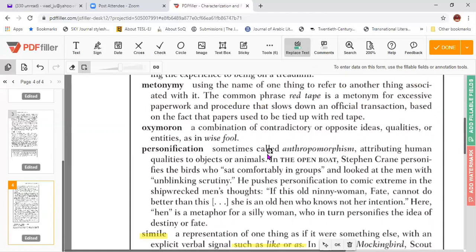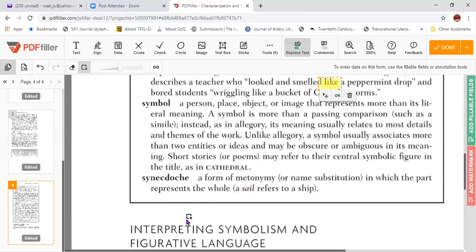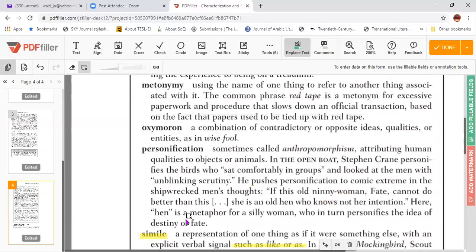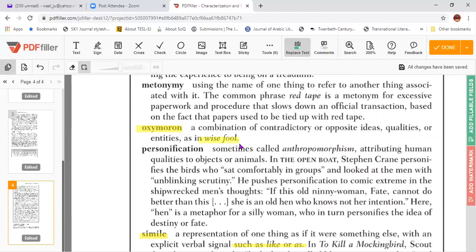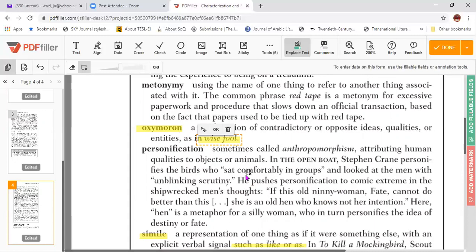Now, I don't want to talk about metonymy and synecdoche because they need to be explained in a class, so I will skip them. Now let's go to the oxymoron. Oxymoron is a combination of contradictory or opposite ideas, qualities, or entities, such as wise fool. So this is called oxymoron. Why? Because we have two words that are opposite. Wise is someone who's very knowledgeable. Fool is someone who's stupid, right? So this is called oxymoron because we have two opposite or contradictory ideas.